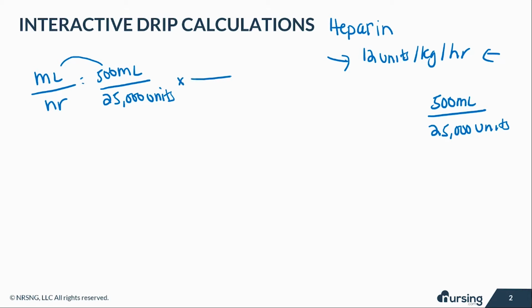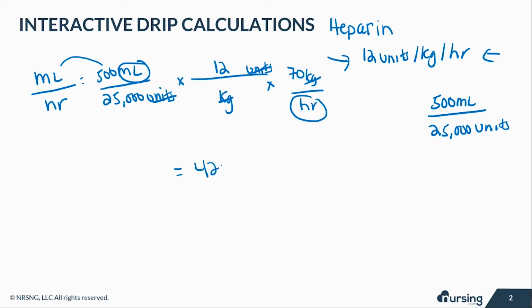In dimensional analysis rules, in order to cancel something out, whatever is down here is going to be up here. So I have 12 units per kg. And let's say my patient weighs 70 kilos over an hour. So if I cancel things out, I cancel units, I cancel kilograms, and I'm left with milliliters per hour. So if I multiply 500 times 12 times 70, it's going to give me a really big number.